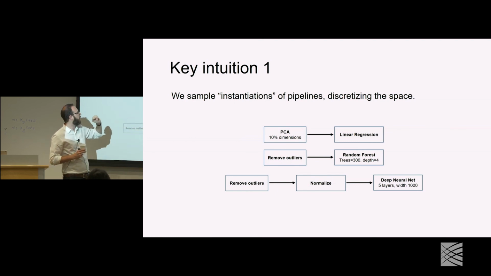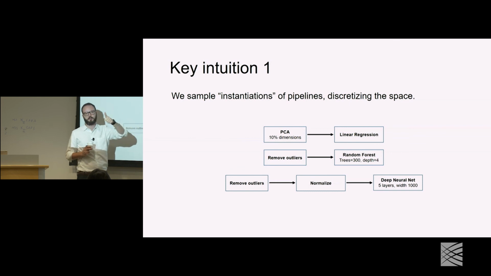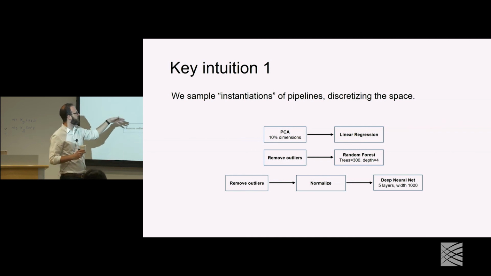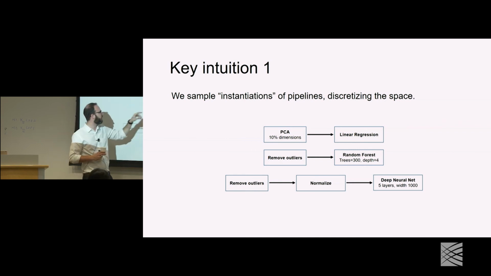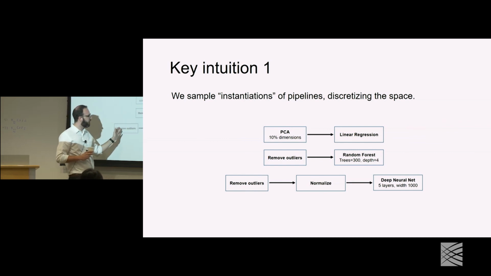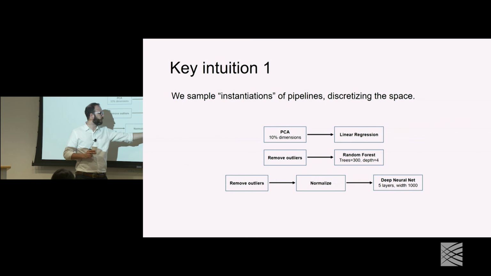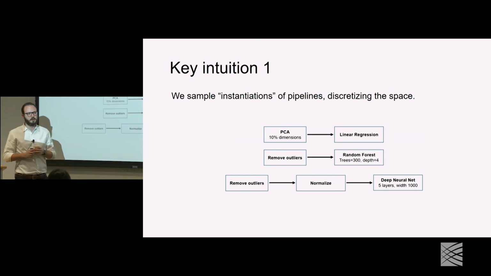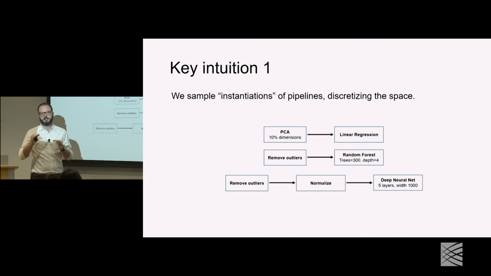So I'm retaining examples of discretized pipelines: pick one choice for preprocessor, pick one choice for model, and then sample their parameters and keep that fixed. You can see some examples here. You can do PCA and then follow it with Bayesian regression. You can remove outliers and then apply random forest. You can remove outliers, normalize, and apply a deep neural network with some number of layers and some width, and so on. So the key here is to discretize and keep them fixed.